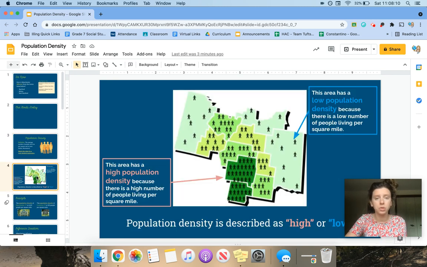And I have this visual for you to think about this. The dark green areas have high population density. We see lots of people living in those little spots. And then the light green areas have low population density. Notice that people are more spread out.